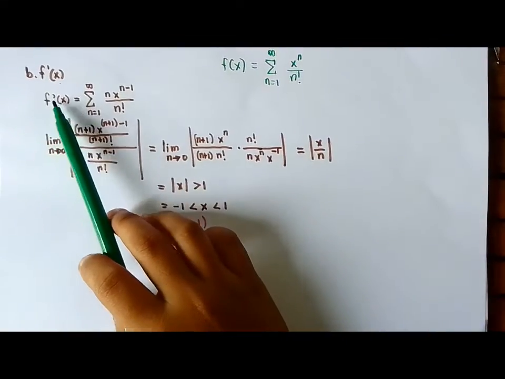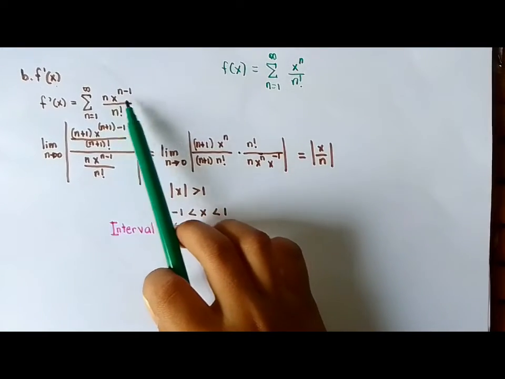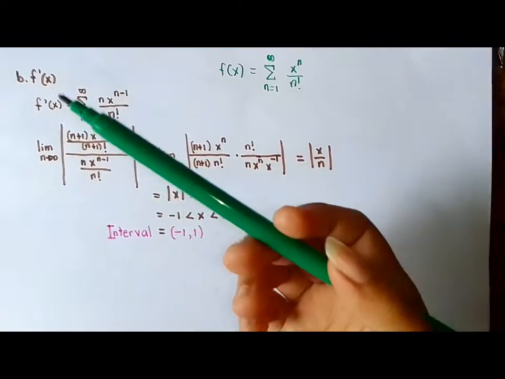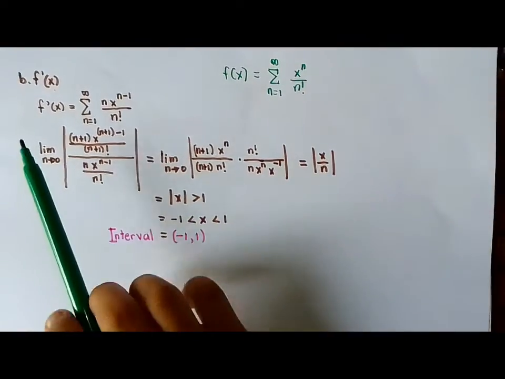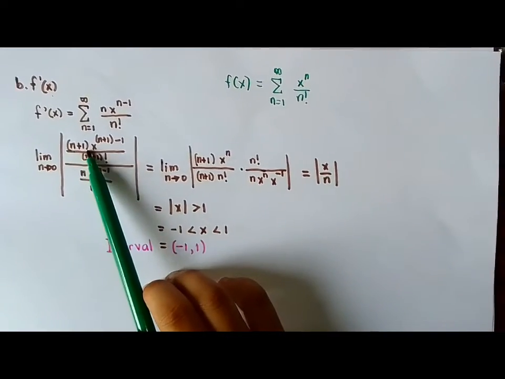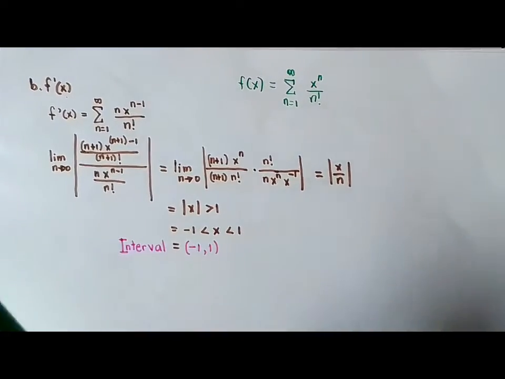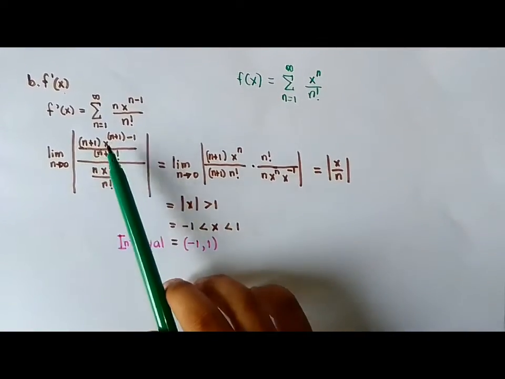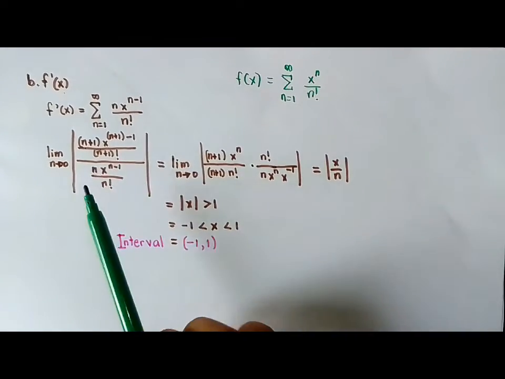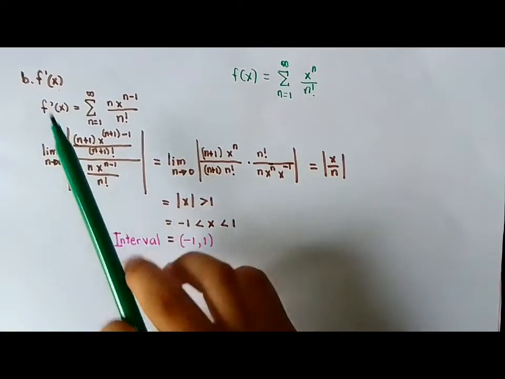So we have f prime of x equals the sum of n x to the power of n minus 1 all over n factorial, as n equals 1 to infinity. Then we'll evaluate its limit. So we have the limit as n approaches infinity. We have n plus 1, because we will add 1 to all values of the variable n. n plus 1 times x to the power of n plus 1 minus 1 over n plus 1 factorial, over n x to the power of n minus 1 over n factorial, the absolute value.